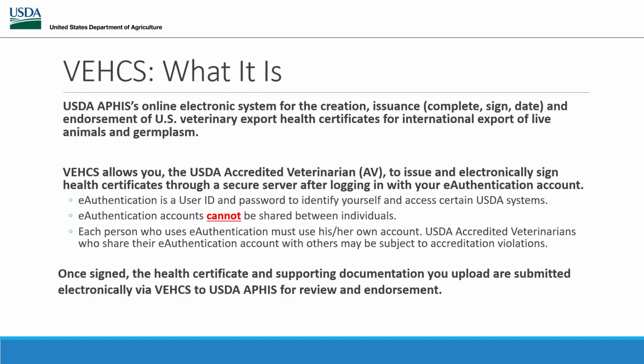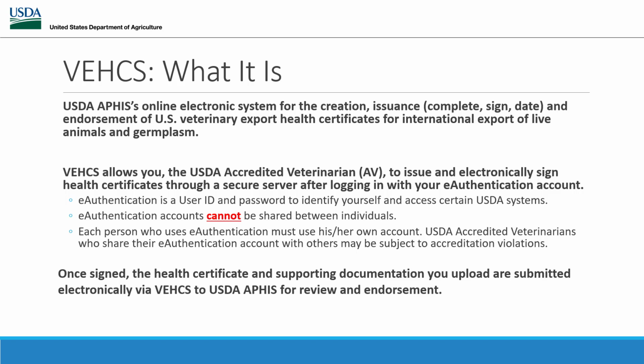First, what exactly is VEHCS? We've discussed it's USDA APHIS's online electronic system for the creation, issuance, and endorsement of international health certificates for the export of live animals and germplasm from the U.S. What this means for you is you are able to electronically create and submit a health certificate to your USDA endorsement office once you've registered for this secure system by obtaining an e-authentication account to verify your identity.